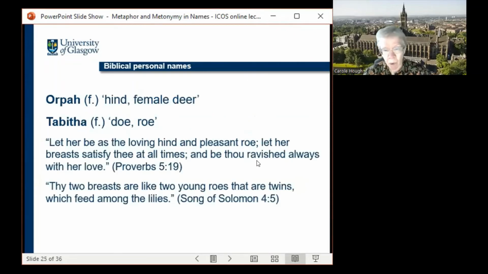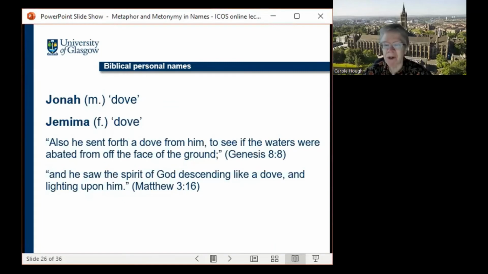Well, Orpah and Tabitha are more easily accounted for in light of the erotic references to the deer in Proverbs and the Song of Solomon. The references to lilies in the second quotation on the slide may also help to explain Susanna, lily, the only non-tree plant name that I found represented. And of course, there's no shortage of positive references to doves, from the dove sent out of the ark by Noah after the flood in the first book of the Old Testament, through to the Holy Spirit manifesting itself as a dove at the baptism of Christ in the first book of the New Testament. Jonah and Jemima make perfect metaphorical sense.